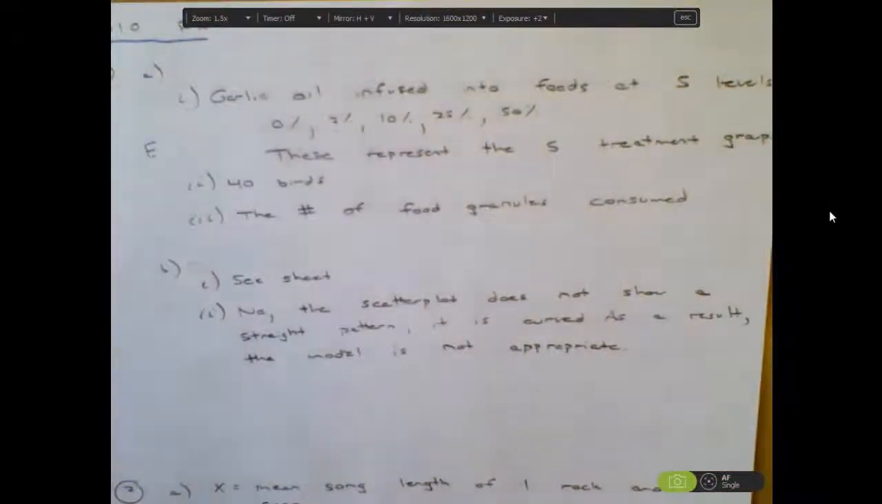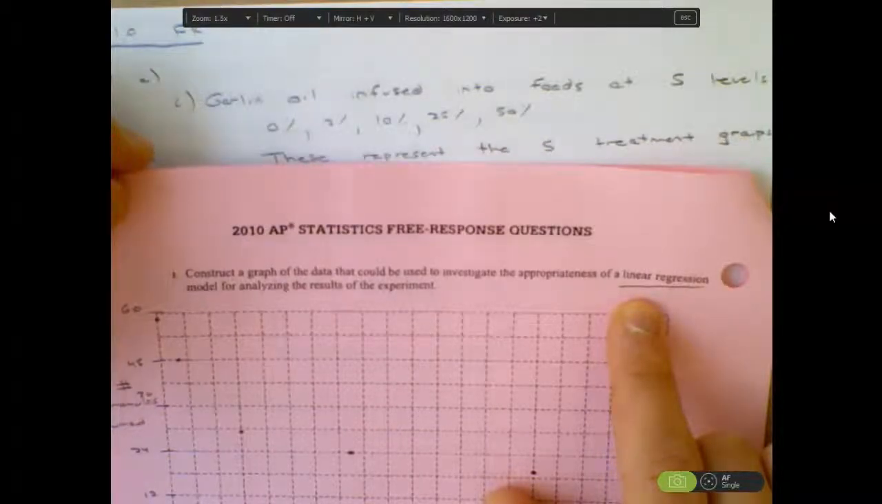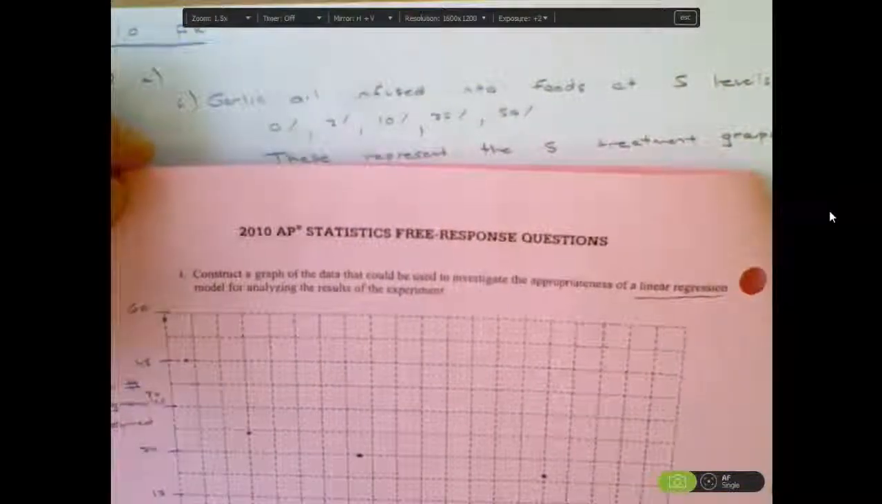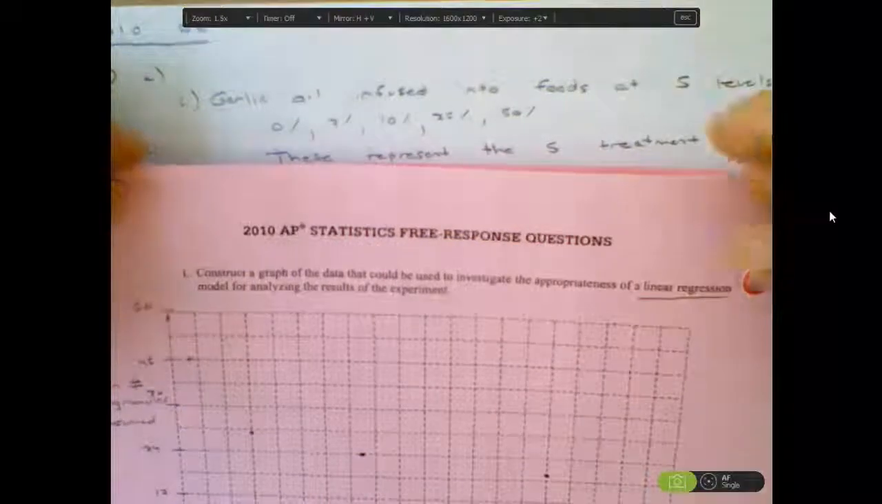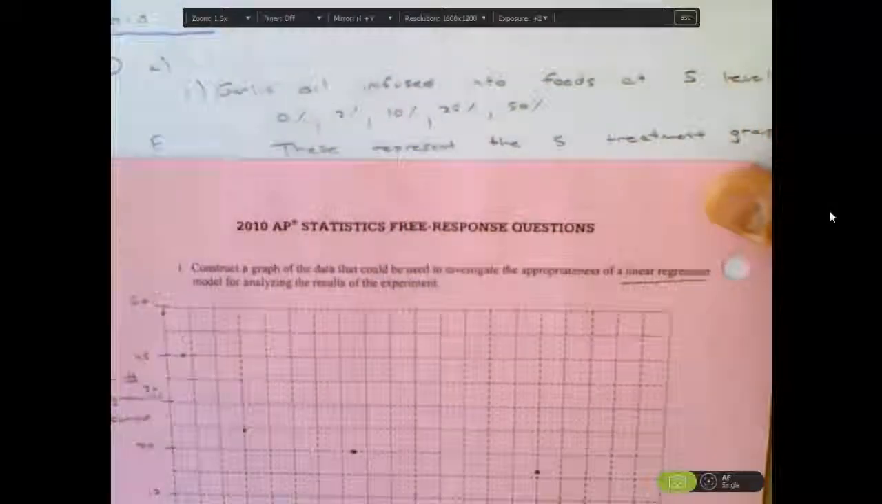For part B, you just need to think about what you have here. I mean, this is a huge, huge hint. Linear regression. This is a linear regression. So the only kind of graphs we talk about with linear regression are scatter plots and residual plots. Okay, so in this case, I'm going to use a scatter plot to investigate the appropriateness.